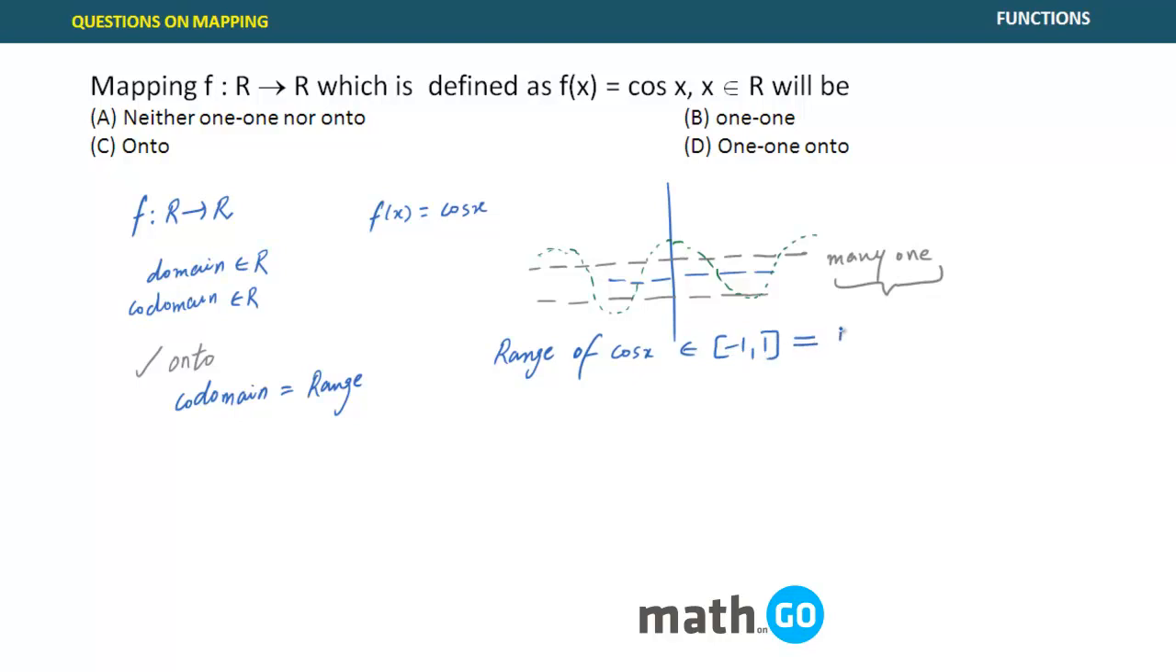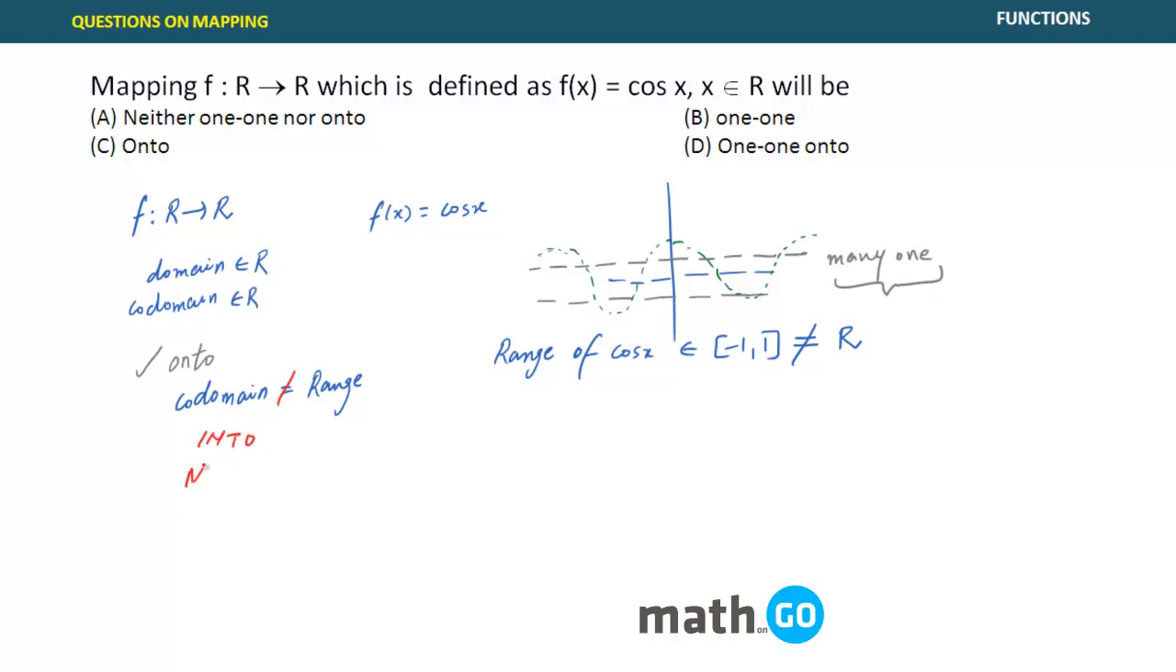Is it equal to R? R means all real values. It is very restricted. It will only return you outputs which lie between minus 1 and 1, which is not equal to all real values. So here, the codomain obviously is not equal to the range. That means this is not onto, this is into.